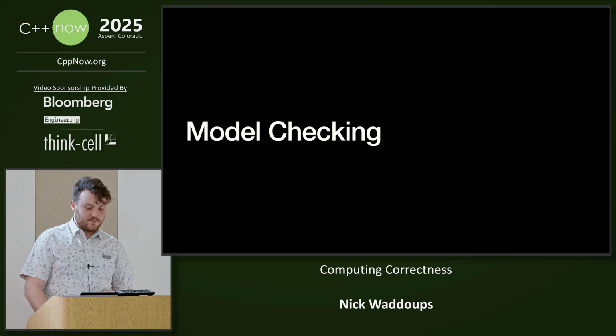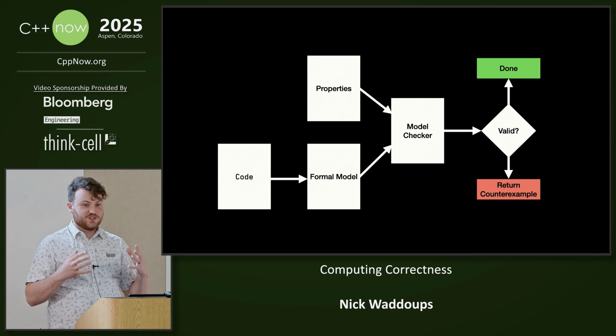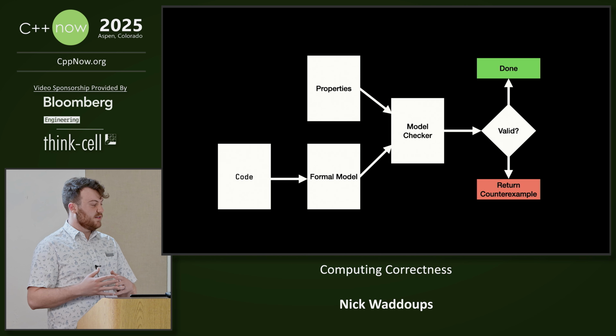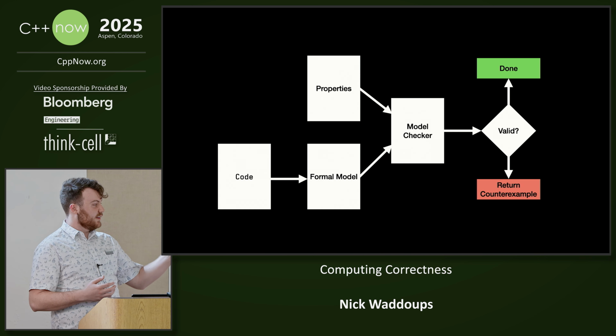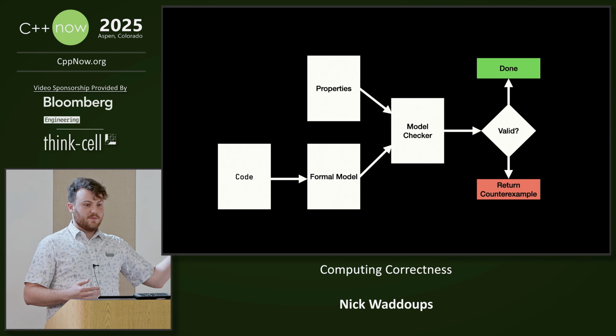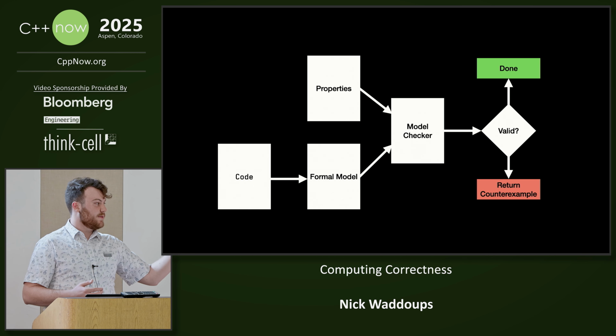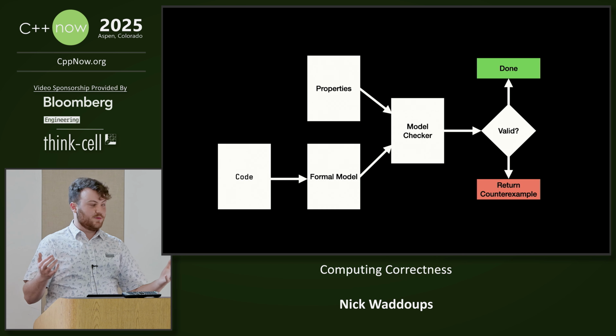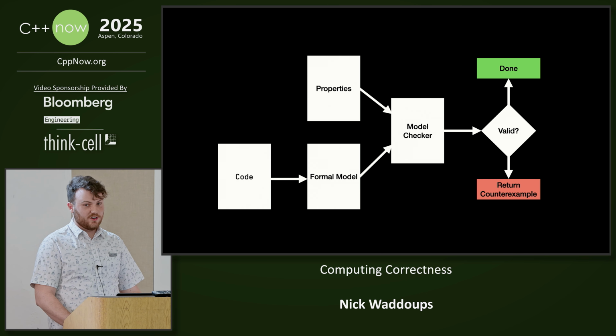The process that a model checker, the program that does this, follows looks like this. You have your code, it gets encoded into a formal model, and it's combined with your properties in a model checker. After the model checker is done, it has explored all the possible executions, and then it checks if it's valid or not. And you go from there.